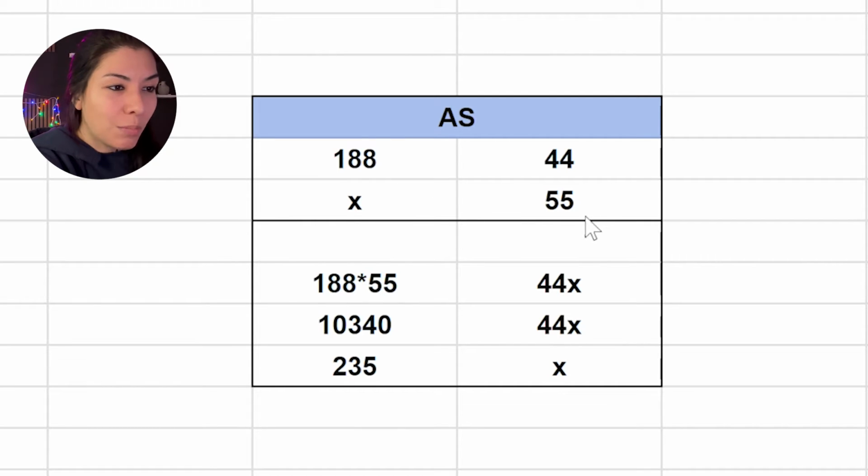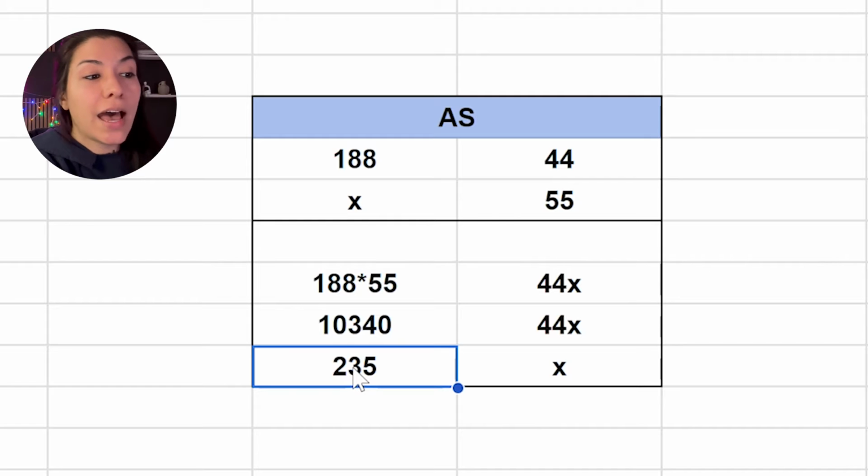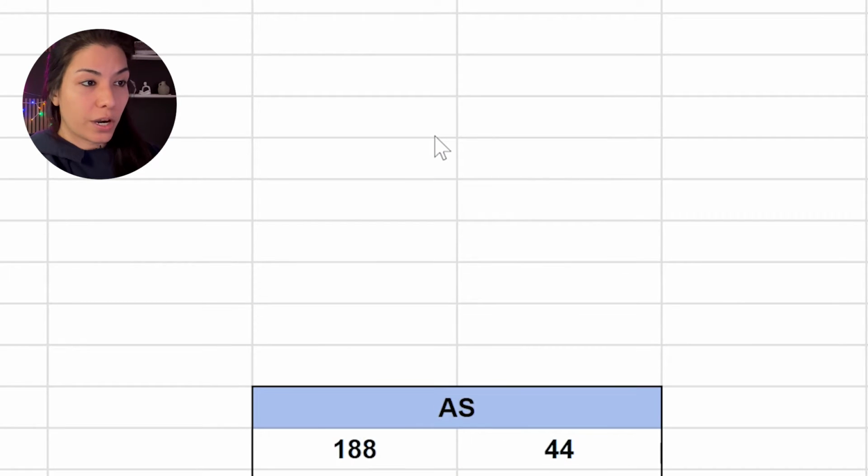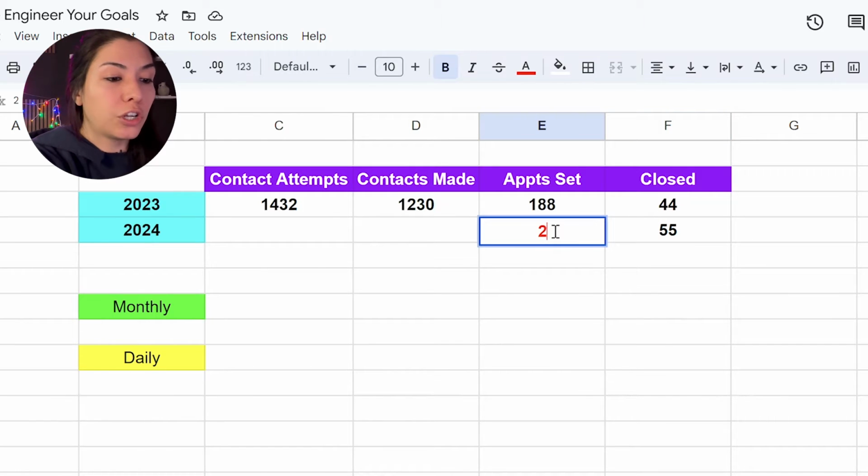So cross multiply: 188 times 55 equals 44X. You solve for X: 188 times 55 is 10,340. That equals 44X. You take this number, 10,340, divided by 44, and that is how you solve for X. So now this tells me I need to have 235 appointments set in order to have 55 transactions. So let's write that down, 235.